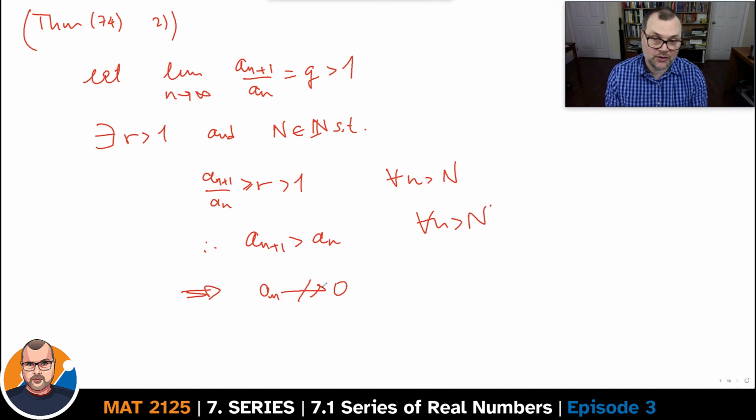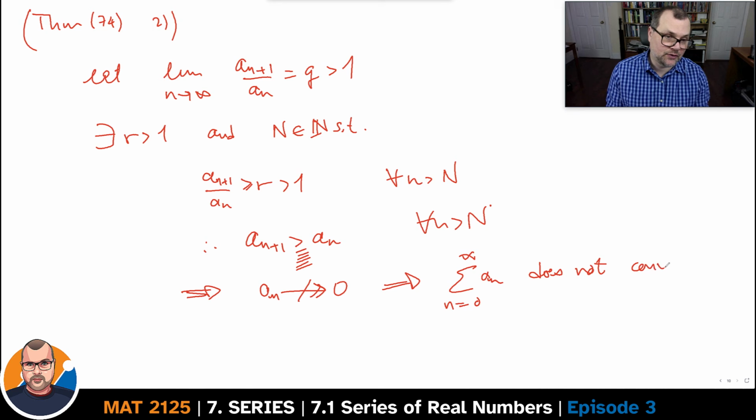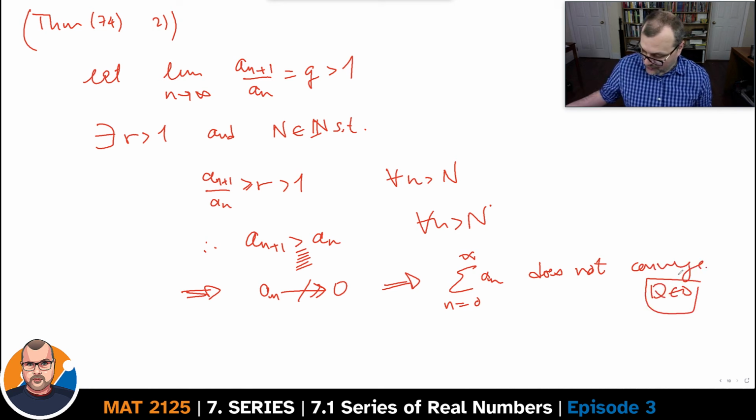What that tells us is that a(n+1) is greater than a(n) for every n greater than N. Well, in particular, then it's impossible for the sequence of a(n)s to converge to 0. In order to converge to 0, these terms would eventually have to get small. What we're saying is that they keep on getting larger after a certain point. So the a(n)s don't converge to 0, and hence, by one of the results that we've seen, this series does not converge. The proof for the root test is basically the same.